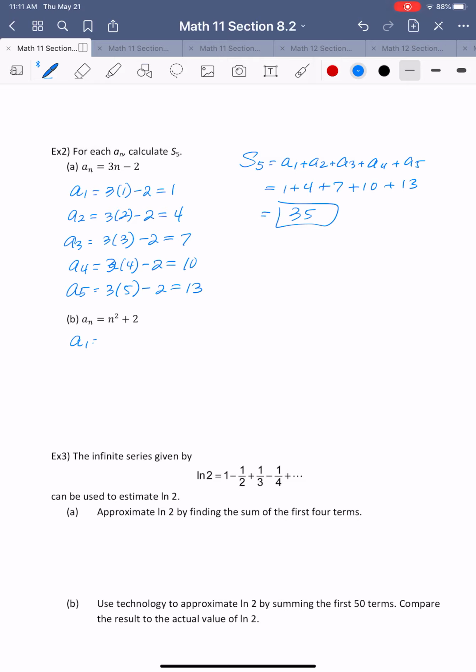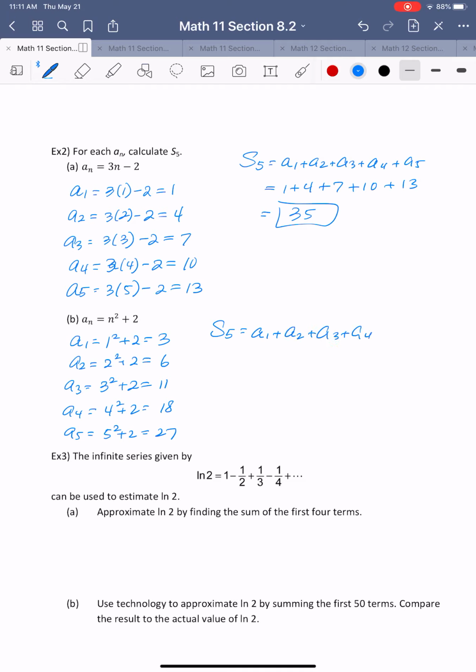You can do that for the next one. A sub 1 means 1 squared plus 2, which comes out as 3. A sub 2 means 2 squared plus 2, which is 6. A sub 3 is 3 squared plus 2, which is 11. A sub 4 is 18. Now S sub 5 means adding the first five terms together, which is 3 plus 6 plus 11 plus 18 plus 27, and that comes out as 65.